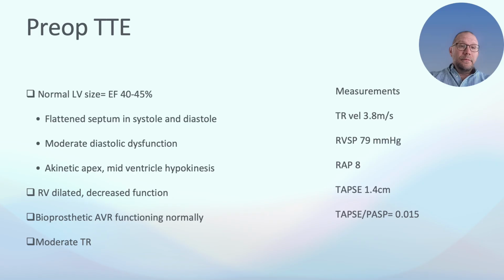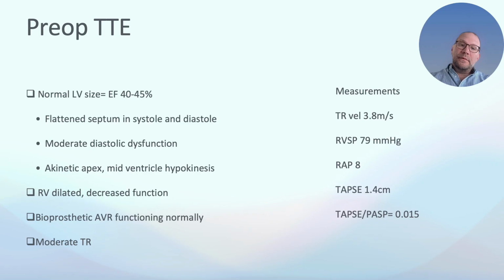This is the report. So our patient's LV EF was 40 to 45%. When they had the parasternal short axis, they saw that the septum was flattened in both systole and diastole, indicating pressure and volume overload. As you could see in the pictures as well, his apex was akinetic with some hypokinesis in the LV. He did have the bioprosthetic AVR that was working well with moderate TR by color and by pulse wave Doppler.